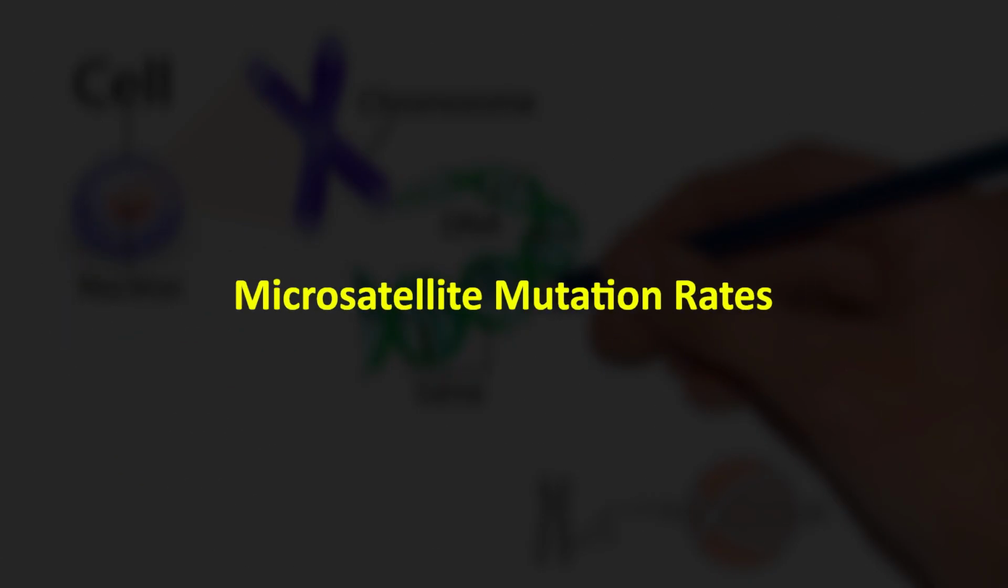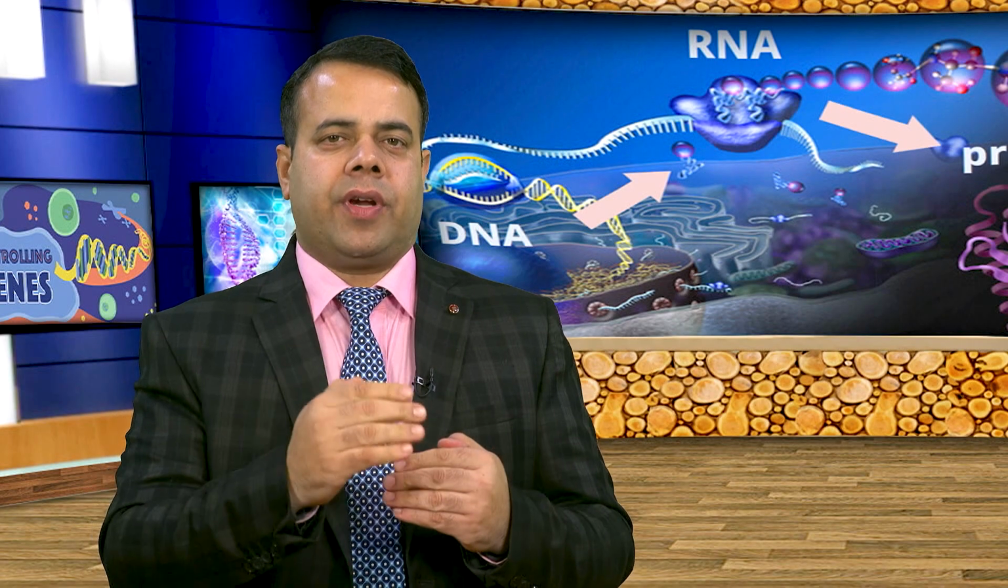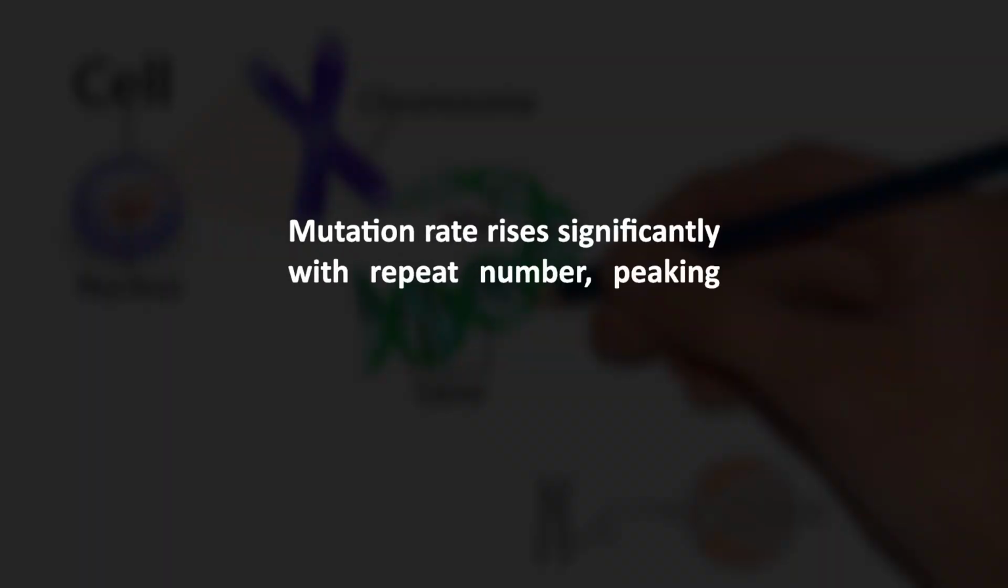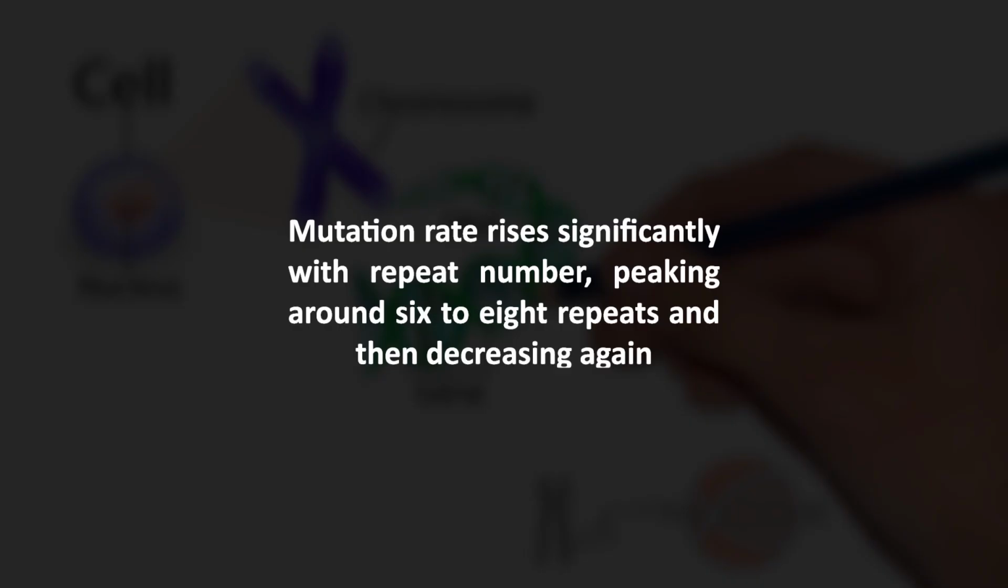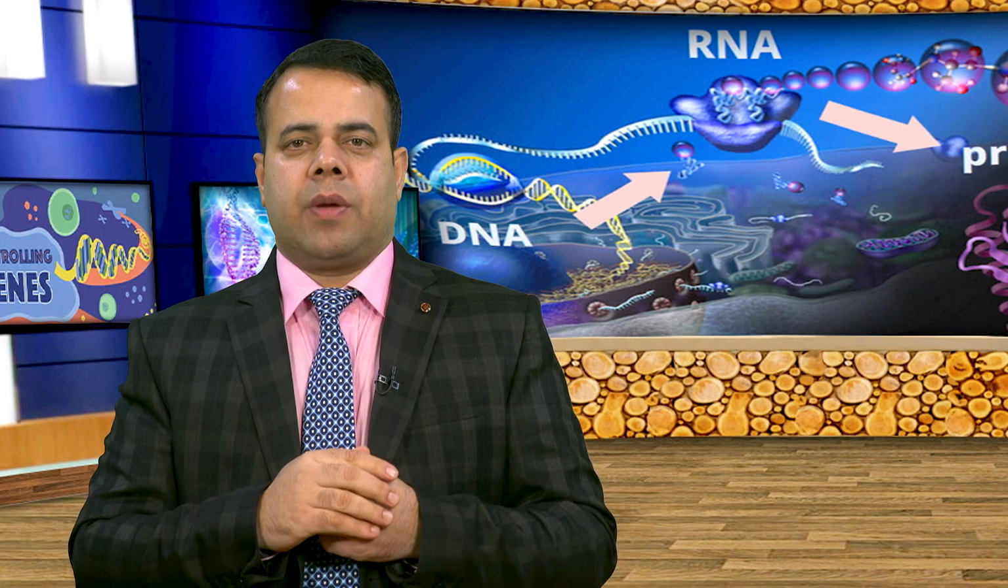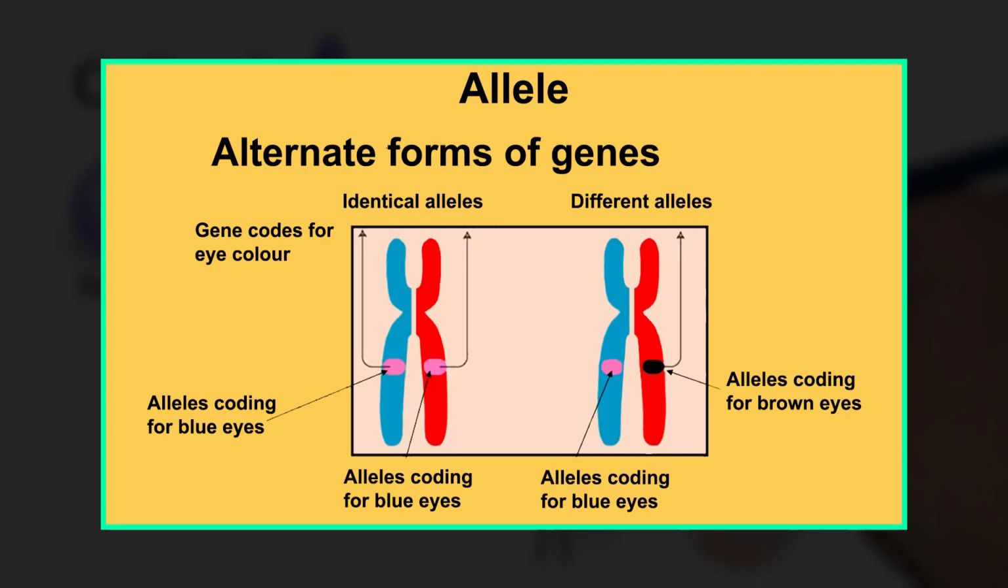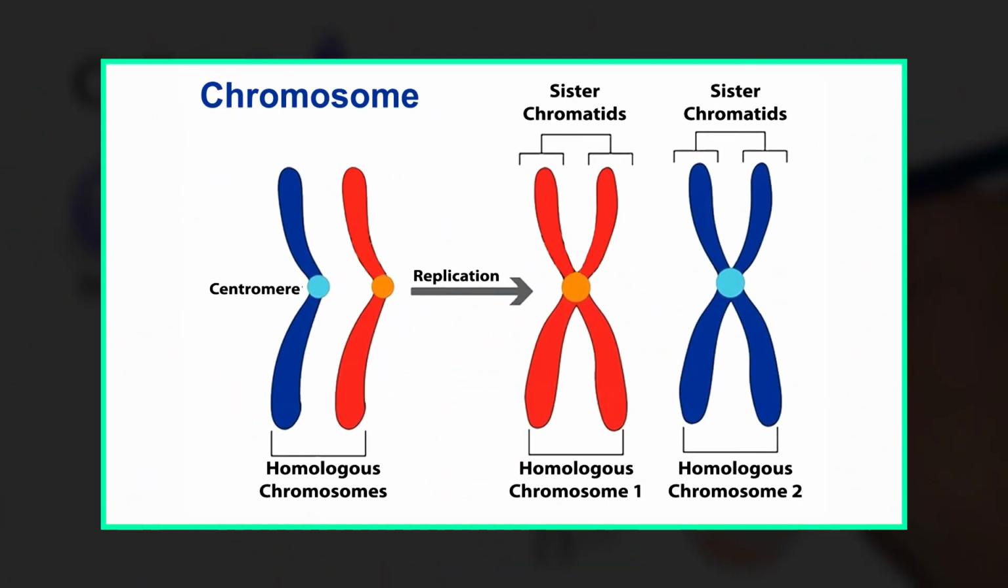Dear students, let's now discuss the microsatellite mutation rates. Microsatellite mutation rates vary with these base positions relative to the microsatellite repeat type and base identity. Mutation rate rises significantly with repeat number, peaking around 6 to 8 repeats and then decreasing again. Increased heterozygosity in a population will also increase microsatellite mutation rates, especially when there is a large length difference between alleles. This is likely due to homologous chromosomes with arms of unequal length causing instability during meiosis.